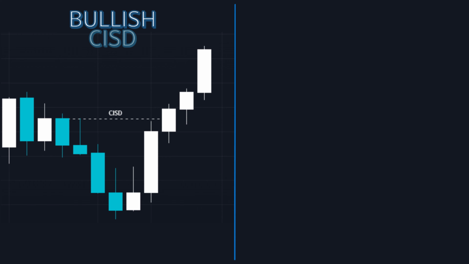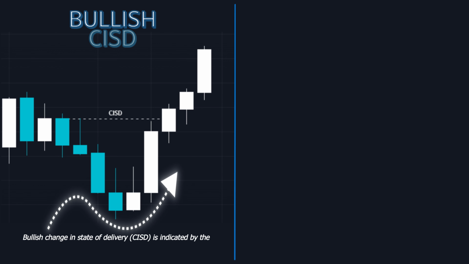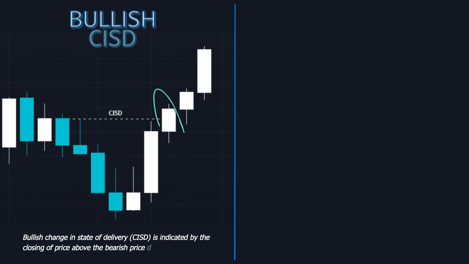Now let's jump in and take a look at two different types of change in state of delivery. The first kind, the bullish change in state of delivery, essentially is a change of trend from bearish into a bullish change of sentiment. How we can identify this is to look for an up-close candle that closed above the opening price of a down-close candle or a series of down-close candles.